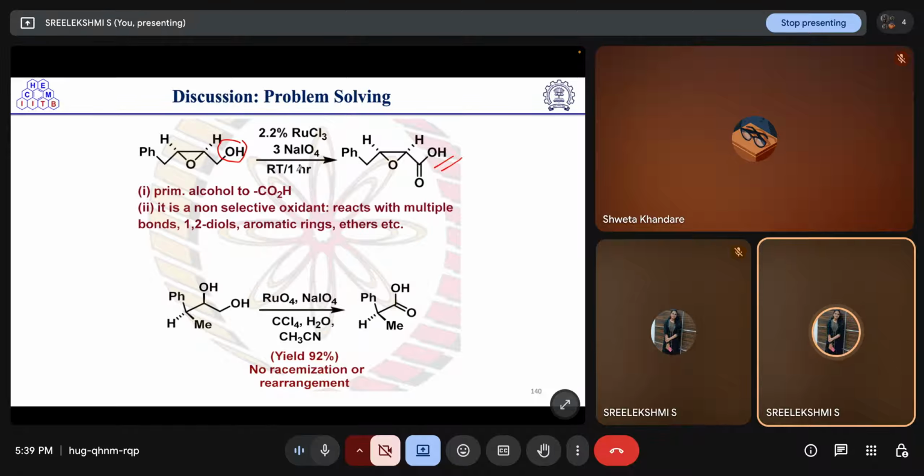But this is a very reactive reagent, so it is non-selective. It reacts with multiple bonds, 1,2-diols, aromatic rings, ethers, and almost everything. So here also we can see directly both will be oxidized, firstly this is ketone and this is aldehyde, then this will break and over-oxidation will take place, and we will be ending up with carboxylic acid in most of the cases, especially if we are using acetonitrile in the reaction medium.